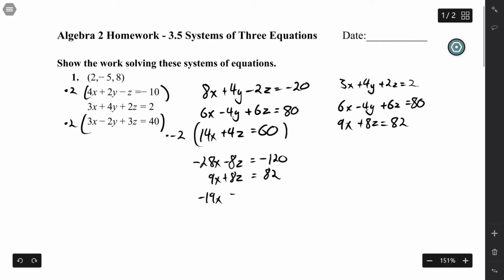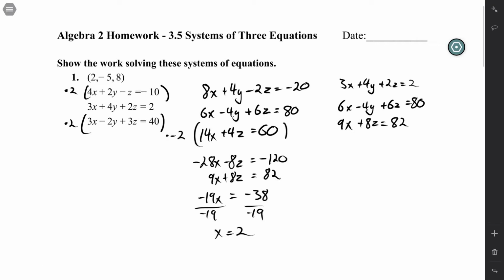And that equals, let's see, 82 minus 120 gives us negative 38. And if we divide everything by negative 19, we get x equals 2. And now we can just plug that number into any of our equations and get to the z, and then we can plug those two numbers into any of those first three equations and get to the final one.